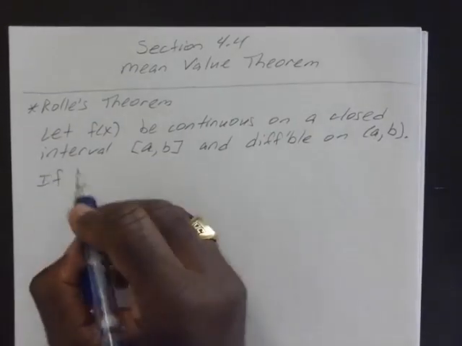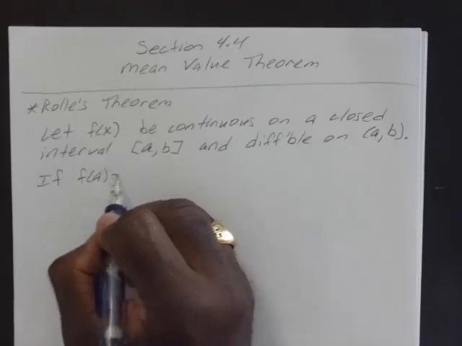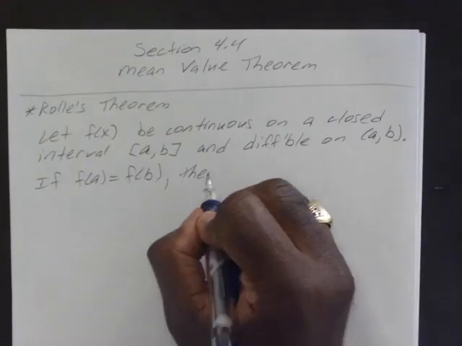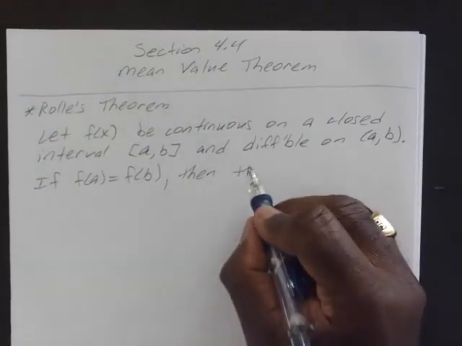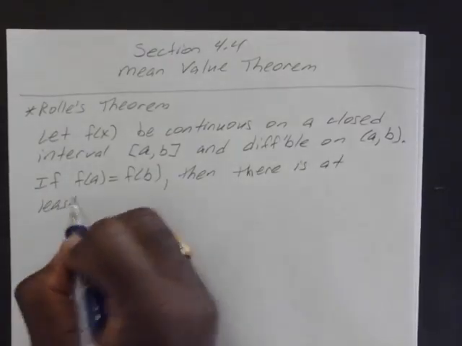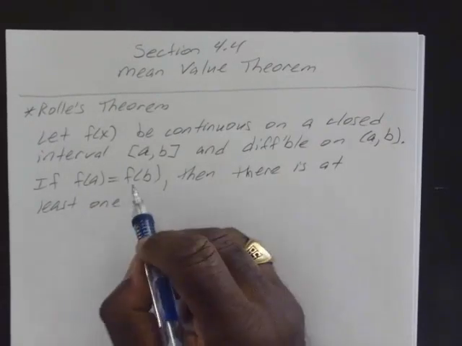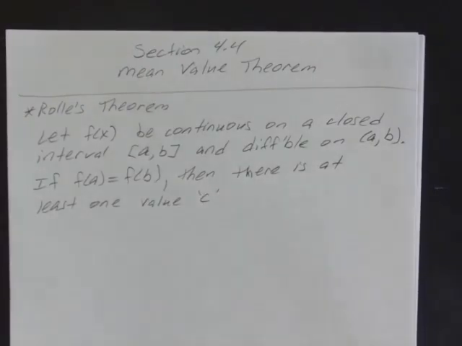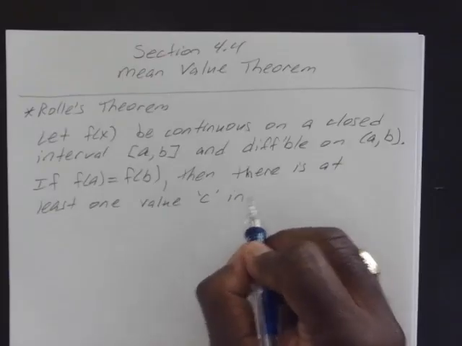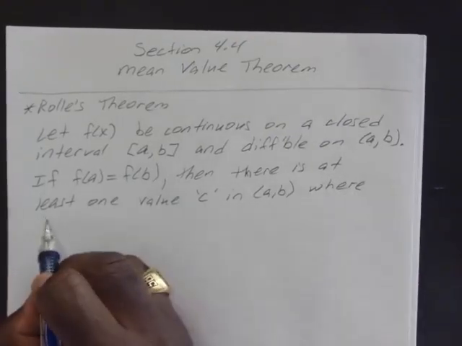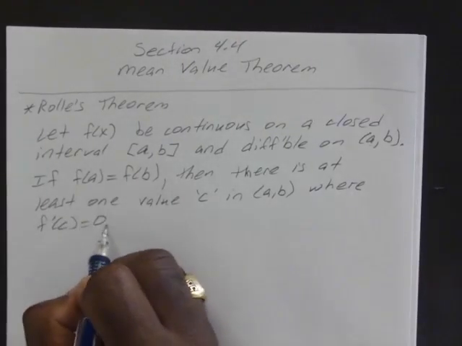Okay. So let's say there's a point where f of a is equal to f of b. Now, if that's the case, then we know there's at least, could be more than, but at least one value that we will call c, that's actually in the interval, where f prime of c is equal to 0.